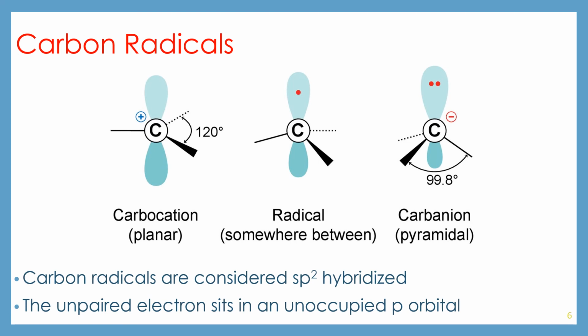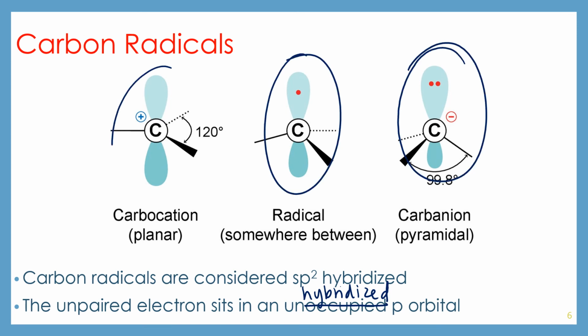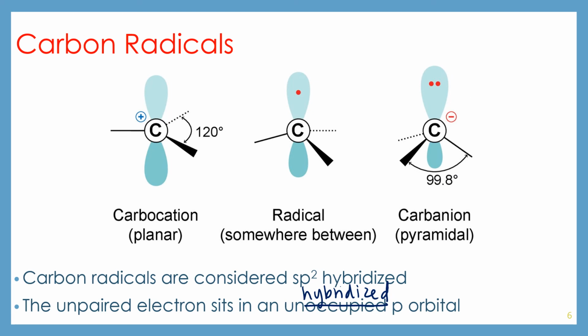The radical kind of fits somewhere in between because it has a single electron taking up space, so it's not perfectly sp2 hybridized or trigonal planar. It's also not going to be pyramidal. The unpaired electron is still going to sit in an unhybridized p orbital. Sorry, I meant to write unhybridized. And it's also unoccupied at the time. The unhybridized p orbital is what makes all of these sp2 hybridized, even though the carbanion doesn't look quite like it.